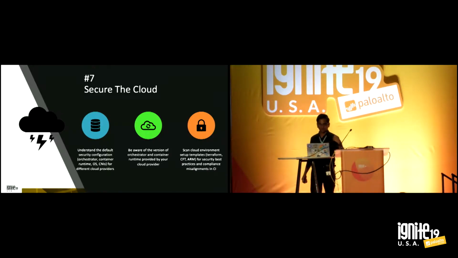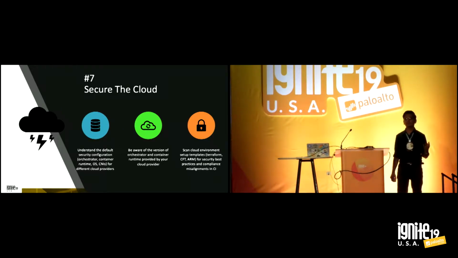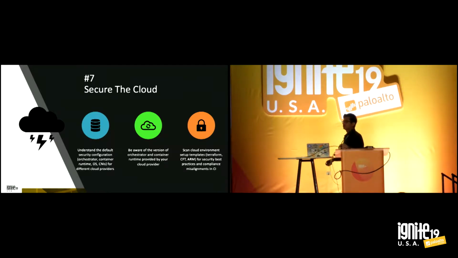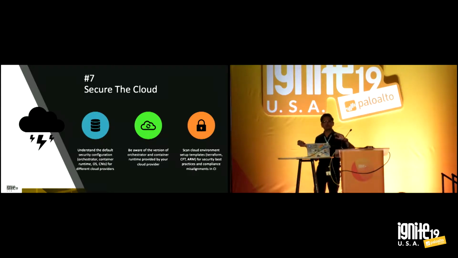Next one is beware of the version of the orchestrator you're using in the cloud. Hosted Kubernetes providers will have different Kubernetes versions. Some cloud providers are faster than the others. But make sure you understand, read the release notes for that version of Kubernetes you're using, or the version of Docker you're using, the version of operating system you're using. Make sure what's deployed in the cloud by default is okay with you.